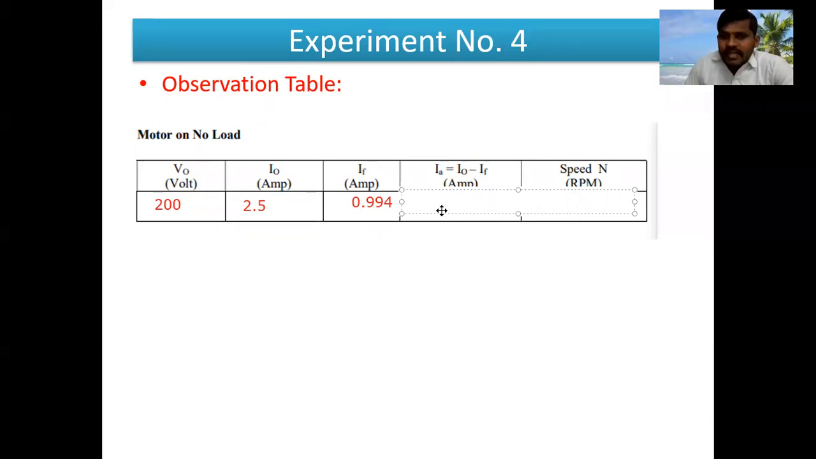IA is nothing but armature current when this machine is run as a motor. ज्यावेळेस मोटर म्हणून रन होते, आता आपण मोटर म्हणून रन केले. So all of you calculate the IA. IA is equals to I0 minus IF. I0 ची व्हॅल्यू किती? 2.5. 2.5 minus IF 0.993. So जे काय येईल ती व्हॅल्यू it is nothing but IA. किती आहे ती व्हॅल्यू? 1.507. ठीक आहे.